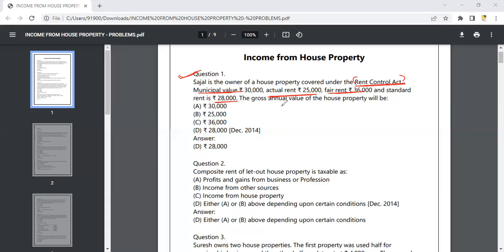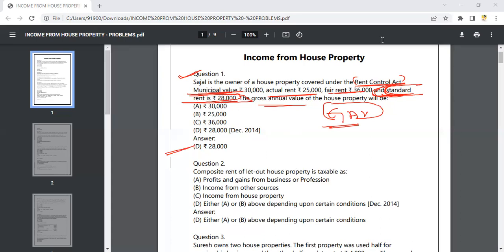So the standard rent is 28,000 and you have to calculate the gross annual value of the house property. To calculate your GAV, in yesterday's session I gave you one format. I hope you remember. You can use that format, but in exams you won't have much time. And I'll tell you one thing: 99% of the time, your standard rent will always be your GAV. In most questions you can identify the standard rent as your GAV. Either you can use the format, it's not a problem, but the standard rent will most of the time be the GAV. So my answer will be 28,000 here.